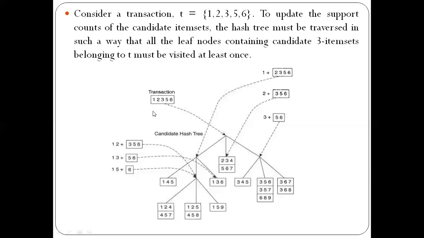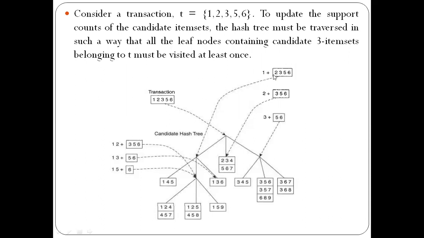If you have got a transaction, you will be fixing the first item here. After fixing, you need to decide which subtree to traverse, whether it is the left subtree, middle subtree, or the right subtree. This item 1 is present in the left subtree, so I need to traverse this one. Item 2 is present in the middle subtree, so I need to traverse this path. And item 3 is present in the right subtree, so I need to traverse this one.